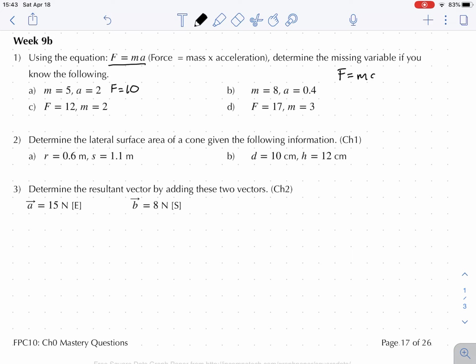1b. We have our mass and our acceleration again. So the formula is force equal to mass times acceleration. Force is equal to 8 times 0.4. And we just multiply those two numbers together to get 3.2. There's no units. In physics class there would be units, but I just didn't put any units here. So we're going to write that up. F is equal to 3.2.